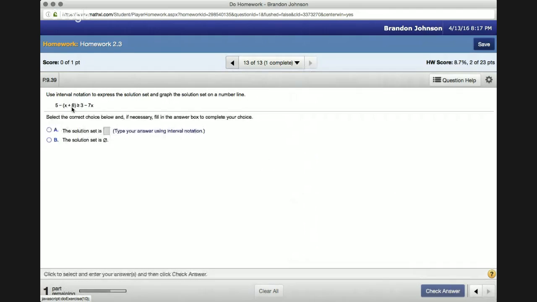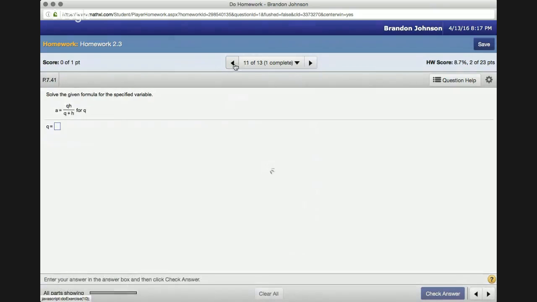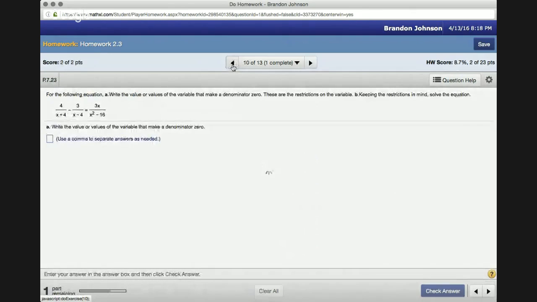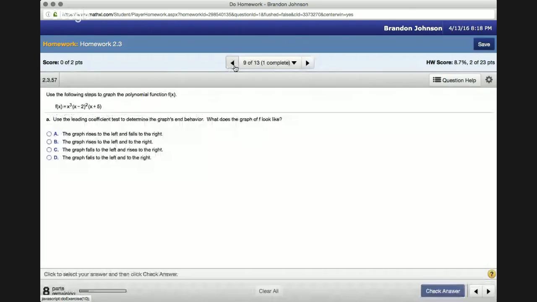On this one, just remember that negative distributes to both. Be sure that when you solve for it, if you divide by a negative, you flip that sign. So again, just be careful on that one. That one can be a tricky one. So just be careful on that. All right, let's see here. Okay, I went through all those.